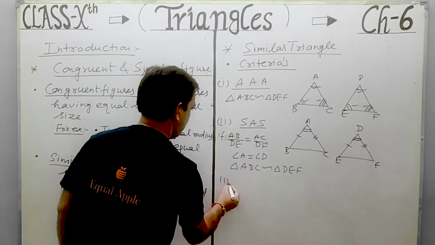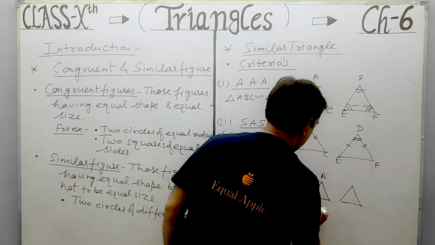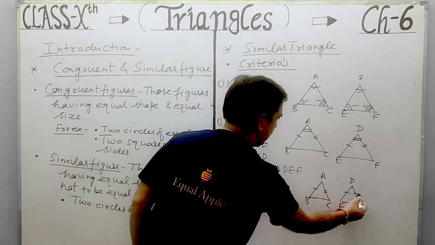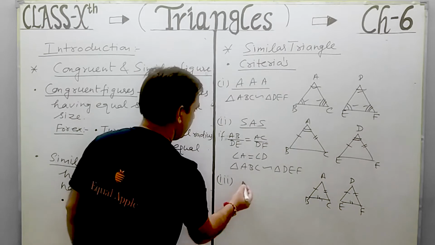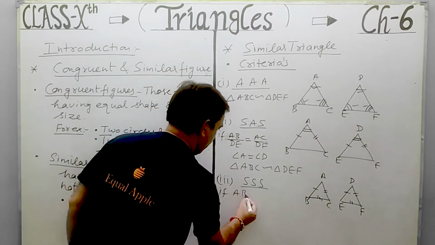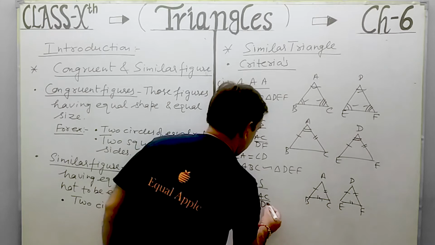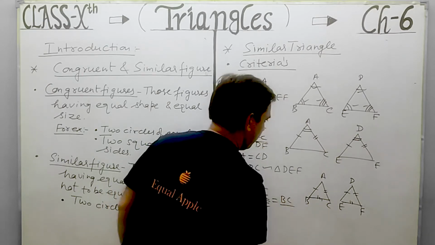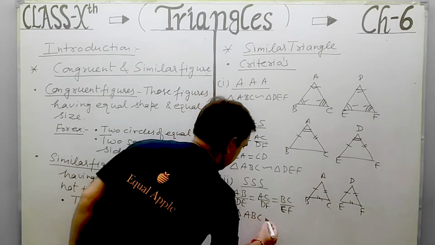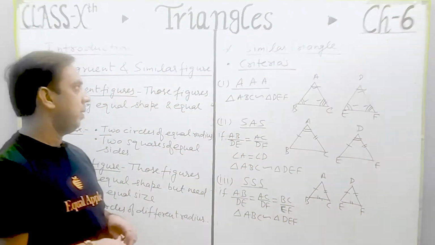Now the third one is, if in triangle ABC and triangle DEF the corresponding sides are proportionally equal, this is the side criteria. If AB upon DE equals AC upon DF equals BC upon EF, then we can say triangle ABC is similar to triangle DEF. These are the three criteria for similarity of triangles.